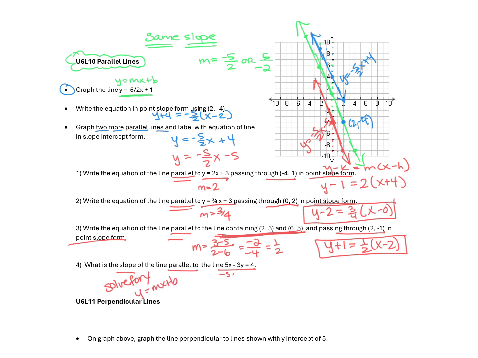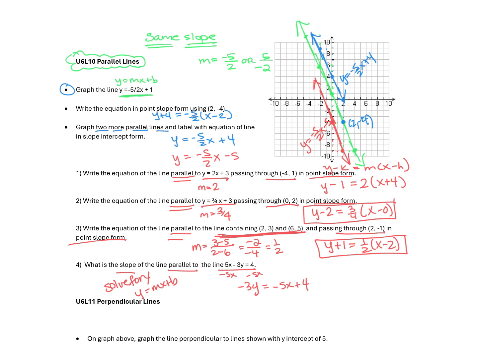So I'm going to subtract 5x from both sides. I get negative 3y equals 4 minus, well, you know what? I can totally do that. But I do like to write the negative 5x first because it looks more like the form for kids that are struggling with that part.